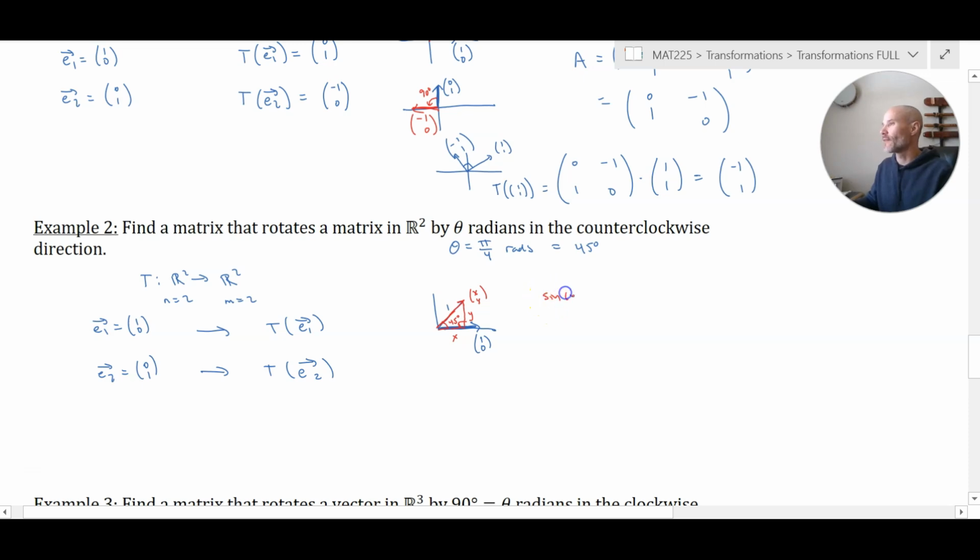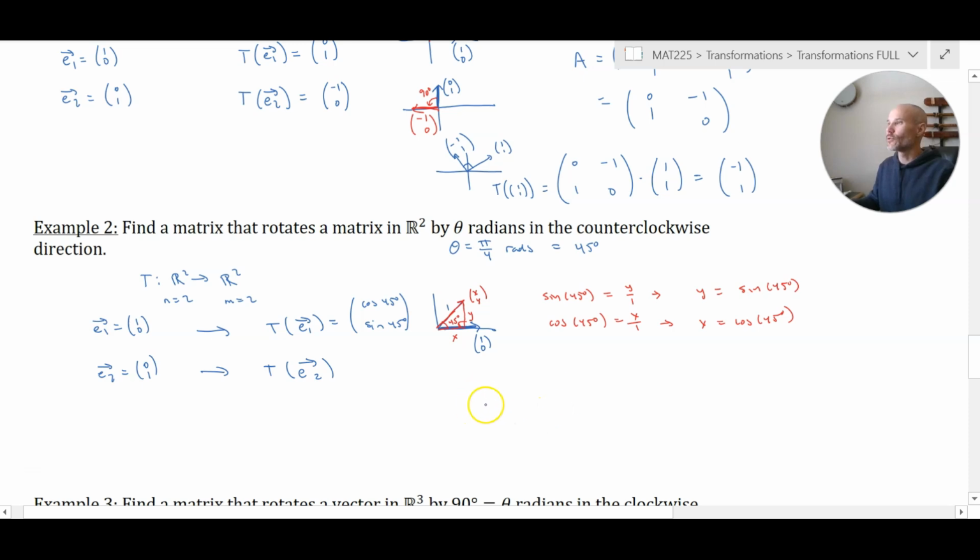So if we do sine of 45 degrees, that'll give us y over 1. If we do cosine of 45 degrees, that'll give us x over 1. And this is the beauty of working with unit vectors. We already know, without having to isolate y, that y is sine of 45 degrees. X is cosine of 45 degrees. And those are the components that we're trying to resolve. Those components represent the transformation of E1. And so the transformation of E1 will be the vector cosine 45 degrees and sine 45 degrees.